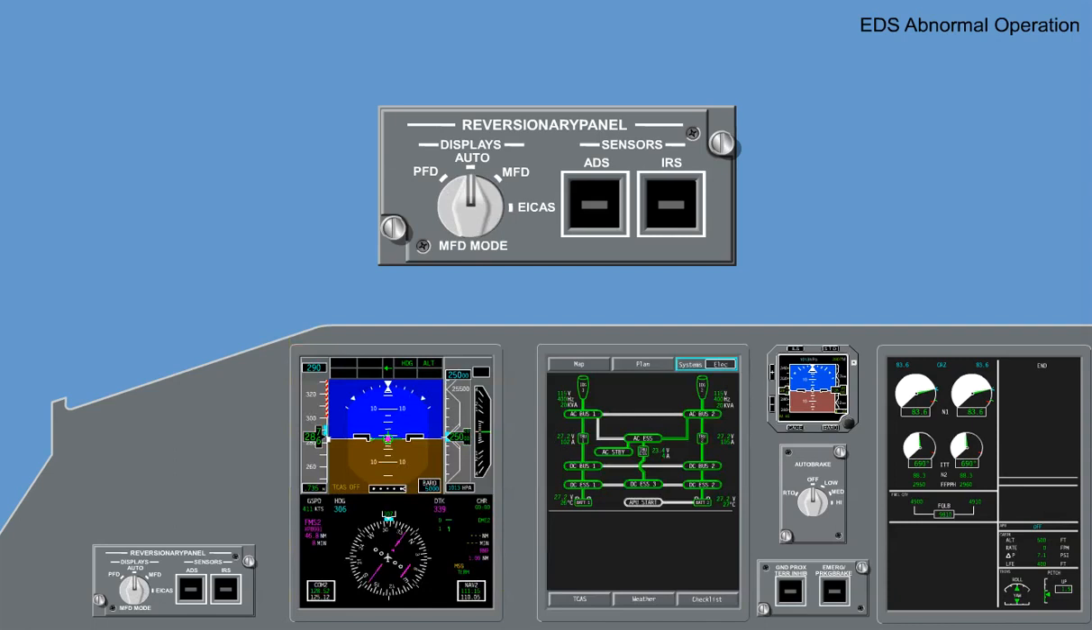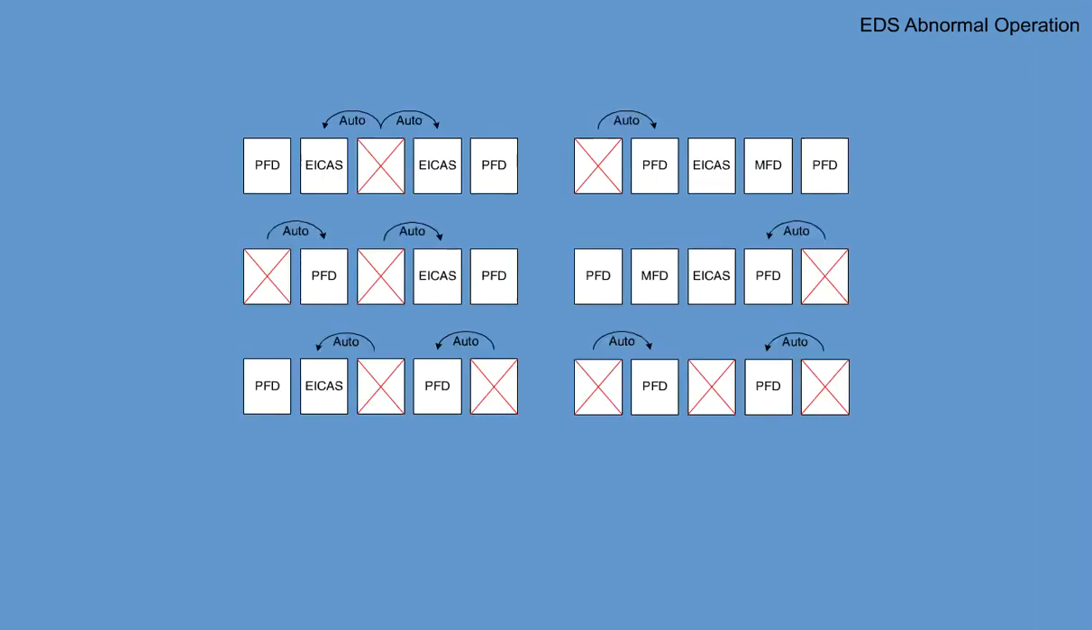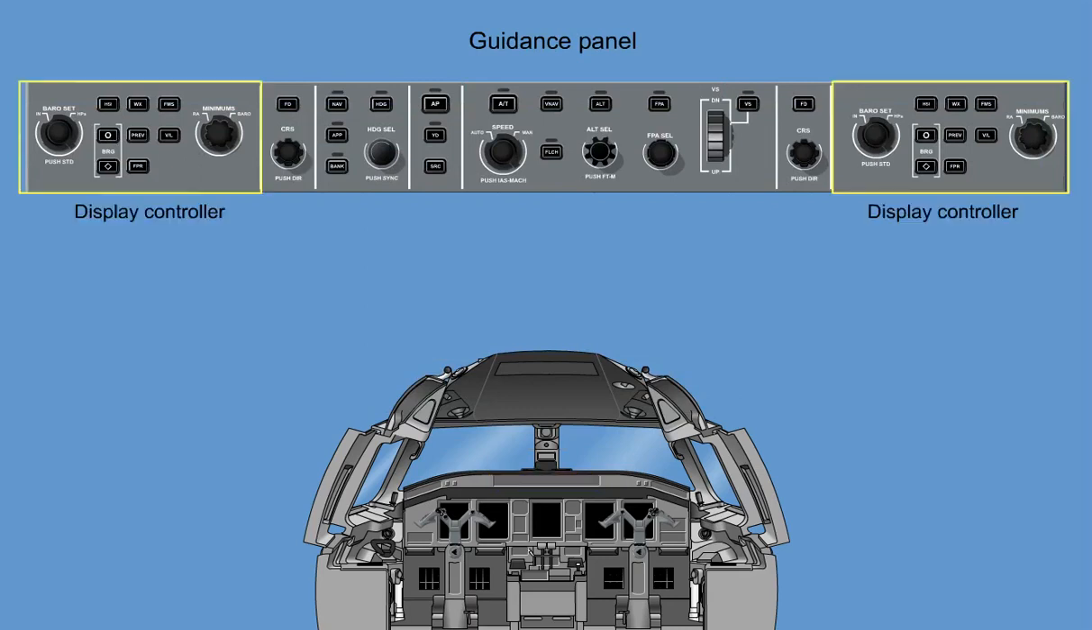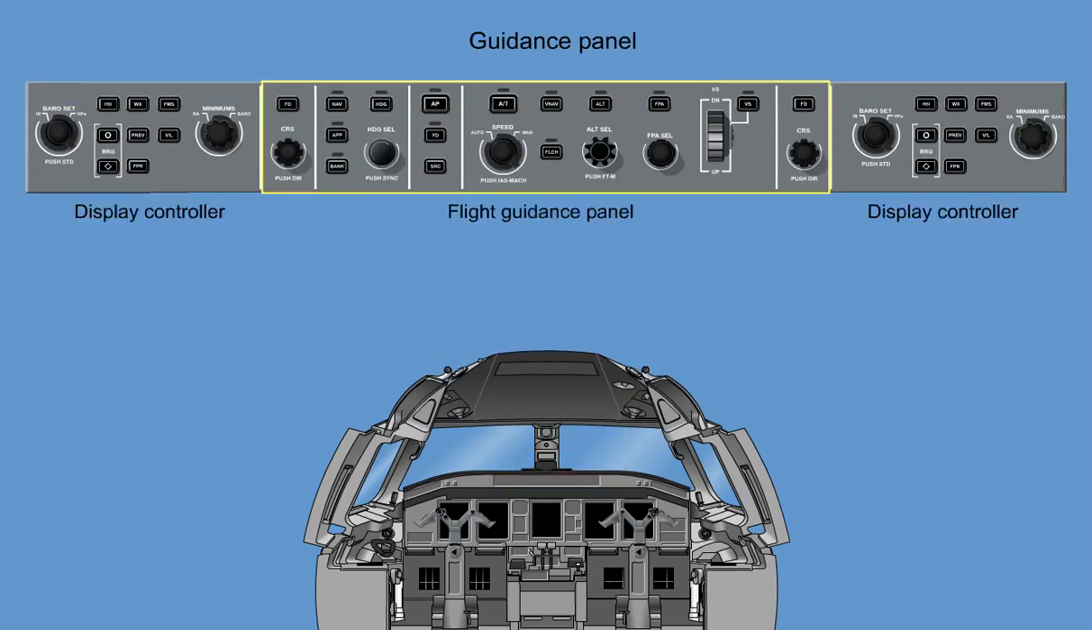When the switch is set to the Auto position, the system is in automatic reversion, with manual override capability, and it will detect many types of display unit failures. The reversion system will reconfigure the remaining DUs to the configuration shown. The guidance panel houses 2 display controllers and a flight guidance panel.